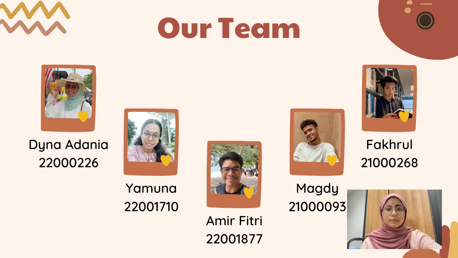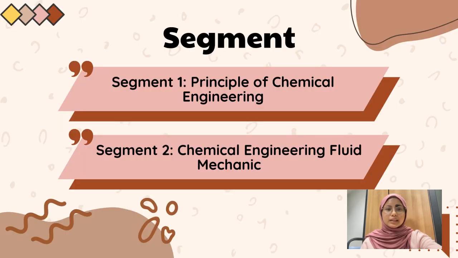Moving on, our team was instructed to create a pipeline for the production of sulfuric acid. In this project, we will be dividing it into 2 segments, one for principle of chemical engineering and another for fluid mechanics. By utilizing the knowledge from these 2 subjects, we were able to successfully create a plant based on the contact process to produce sulfuric acid.